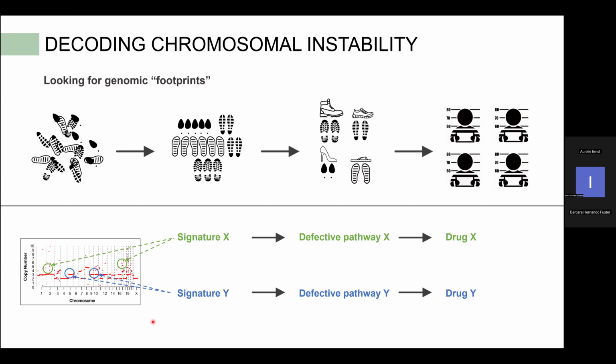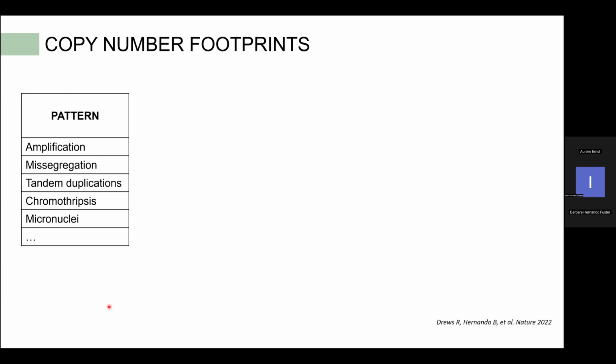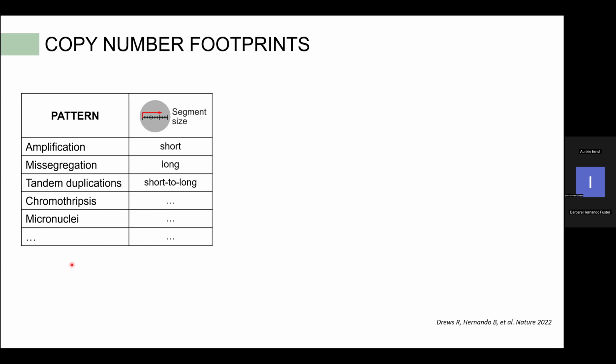So the first thing that we did in this process was to try to understand which are the different copy number footprints, or different genomic scars, that are seen in these tumors with high levels of chromosomal instability. For that, we looked at the literature about which copy number patterns are normally seen in these complex genomes, and we looked for features that explain the differences between these copy number patterns.